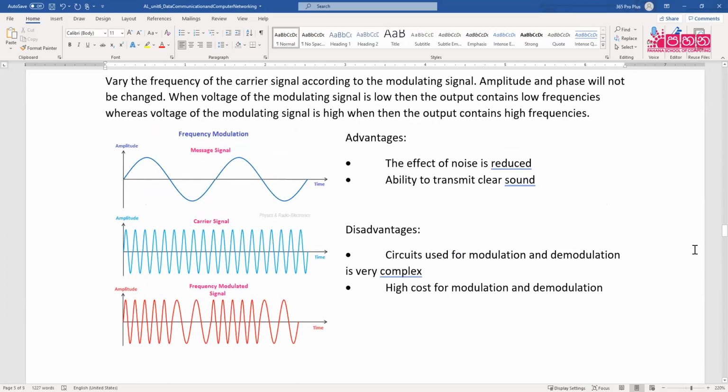So the noise effect is reduced compared to other modulations. So you can transmit clear sounds in this method, frequency modulation, FM. And then circuits used for modulation and demodulation are very complex. Yes, that's one of the disadvantages. And because of that, you have to spend high cost for modulation and demodulation.